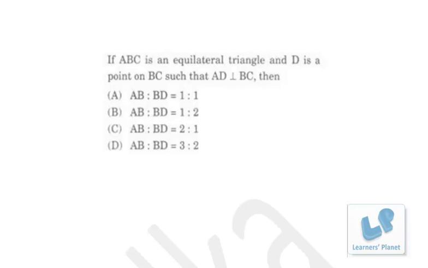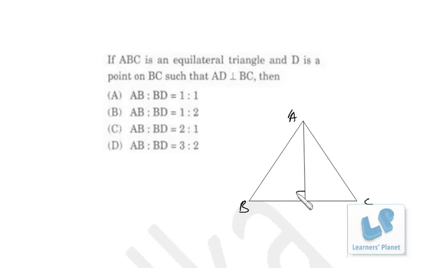Now see this problem. Here ABC is an equilateral triangle and D is a point on BC such that AD is perpendicular to BC. Then we have to find out the ratio of AB and BD, right? I first of all draw an equilateral triangle over here. This is an equilateral triangle and I'm dropping a perpendicular over here. Okay, now this is A, B, C.